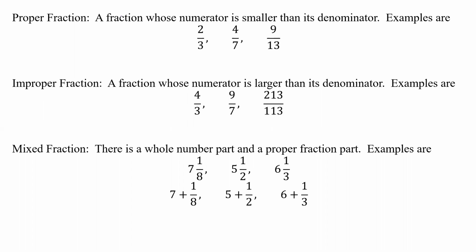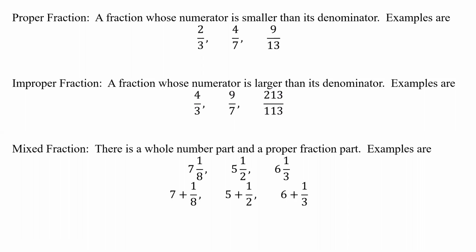A proper fraction is a fraction whose numerator is smaller than the denominator. So 2 over 3 or 4 over 7 or 9 over 13. Now an improper fraction is a fraction whose numerator is larger than the denominator. So like 4 over 3 or 9 over 7 or 213 over 113. So instead of being smaller, it's larger in the numerator.